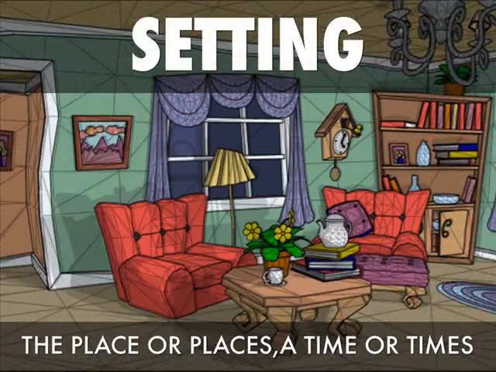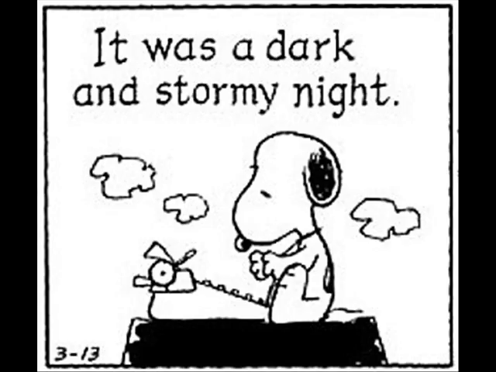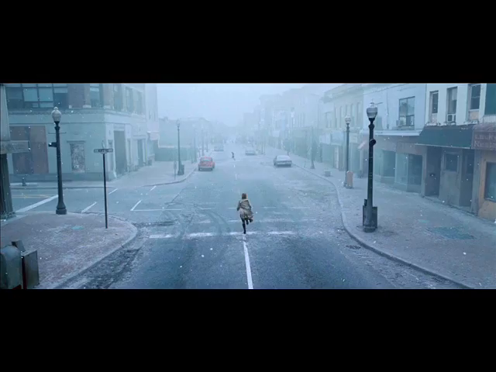The second element we're going to discuss is setting. The setting of a short story is the time and place in which it happens. Authors often use descriptions of landscape, scenery, buildings, seasons, or weather to provide a strong sense of setting.